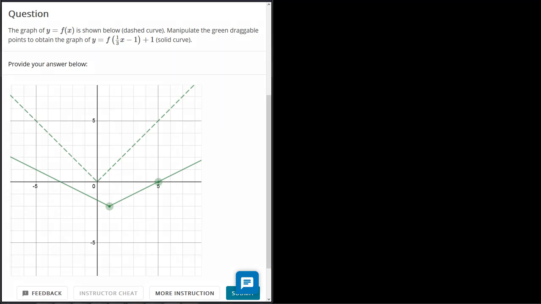Okay. So the way I always recommend doing these problems, whenever there's a number in front of the x, and that includes negative signs, is to solve the problem in the following way. We're going to start with f of x, and what do we want to wind up with? We want to wind up with f of 1/3 x minus 1, plus 1.